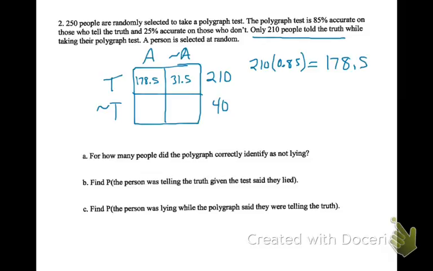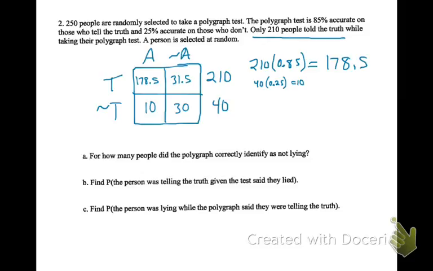Now the test is 25% accurate on those who don't tell the truth. So of the 40, I need to find 25%, which is going to be 10. So it's accurate for 10 of those who don't tell the truth, which means for the other 30 of those who didn't tell the truth, the test said that they told the truth. It wasn't accurate. Now you can add up all those four numbers inside the boxes to verify they add to 250, and they do.